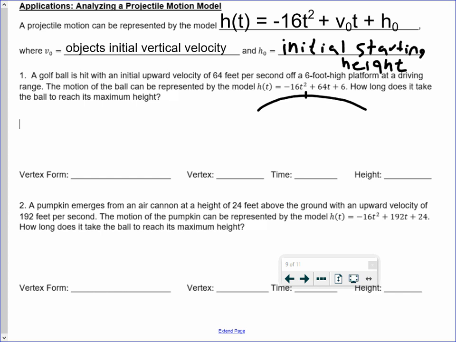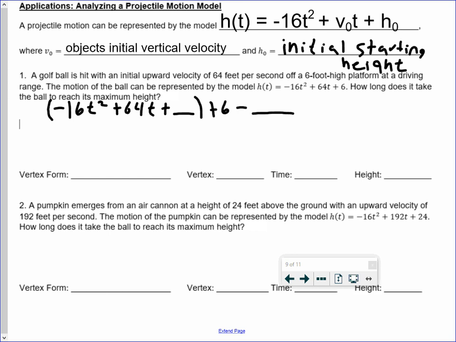We can't really get the vertex when it's in standard form. It's just going to be too much work, too much trouble than it's worth. So let's go ahead and change it into vertex form, and we're going to do that with completing the square. So we're going to start like we always do. Isolate the very first two values, the negative 16t squared plus 64t plus a blank. Go ahead and erase this graph, give me a little more room. Then plus 6 minus another blank. We add a blank, we minus the blank. We have to keep the function's value the same.